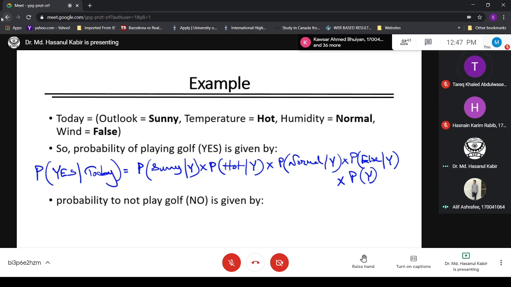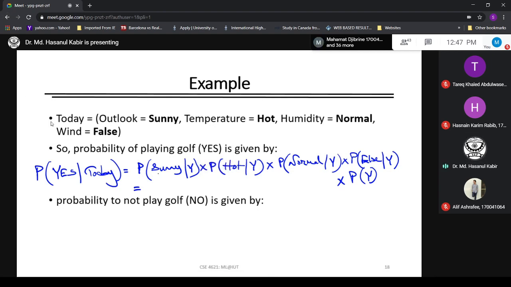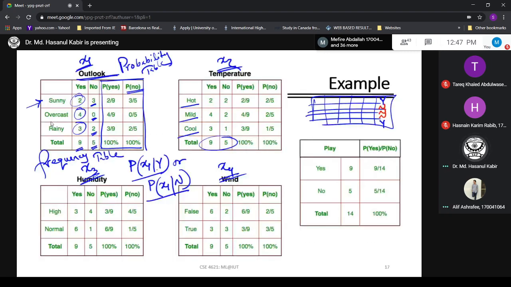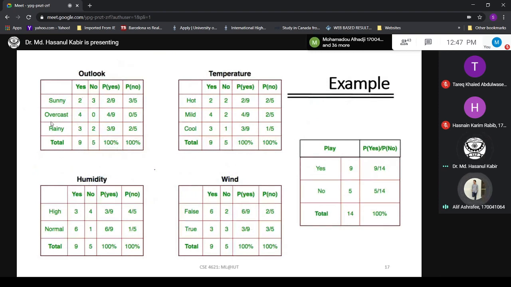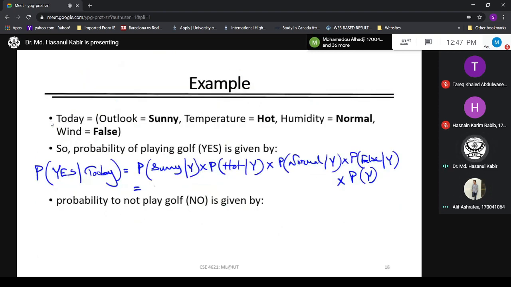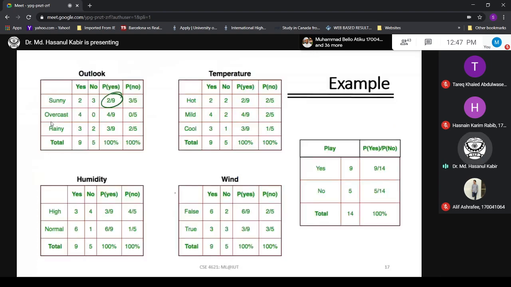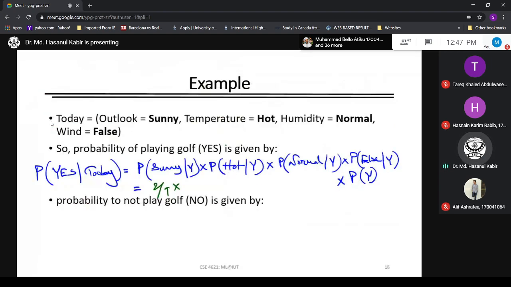Yes, sir. Okay. So if I tell you to find the values, can we do it? So what is the probability of that? That means the probability of the day being sunny, given that you have played. Where is that one? Okay, let's move all of this. 2 by 9. This is what you have. This is going to be 2 by 9. Okay, so that means you have 2 by 9 multiplied by, okay, the temperature was hot and you have played.